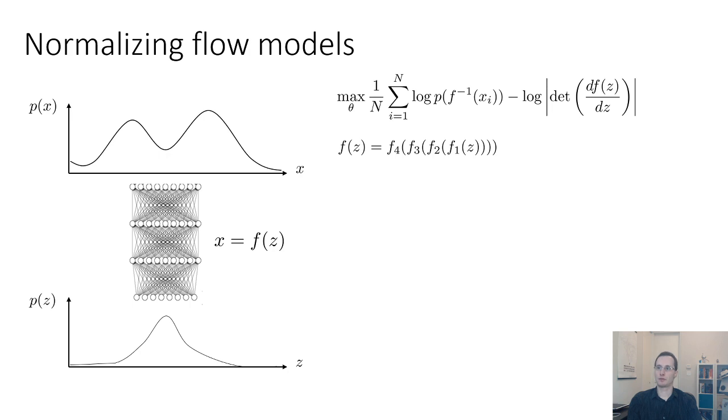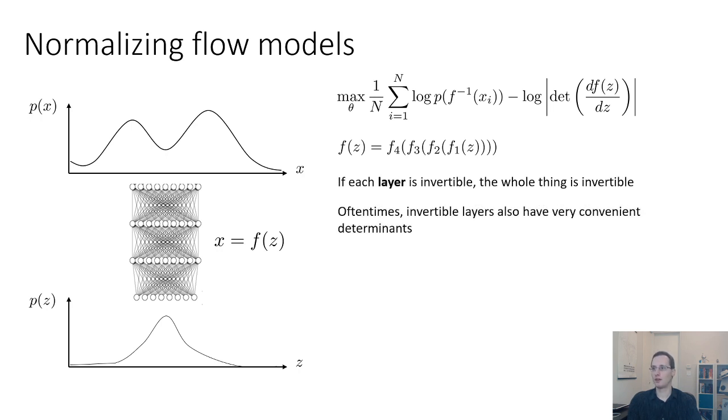Okay, so our function f of z will be a neural net with multiple layers. We can call those layers f1, f2, f3, f4, if we have 4 layers, for example, and we just need each of those layers to be invertible. If each layer is invertible, the whole thing is invertible. And oftentimes, if we can make the function invertible, invertible functions will also have very convenient determinants. Not always, but oftentimes they will. So the hard part is basically making it invertible. Once we make it invertible, we can usually see what the determinant is, and it's something fairly simple.